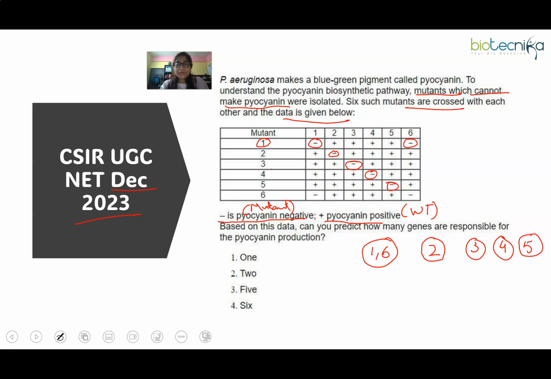6 we have already placed in the group of 1 because 6 and 1 are not complementing each other. So these are the different complementation groups, which in terms of genes are all different genes. So how many different genes are there? 1, 2, 3, 4, 5. Even though we have taken 6 different mutants, mutant 1 and mutant 6 have mutation in the same gene. So the total number of genes involved here for pyocyanine production is 5. I hope all of you understood this.